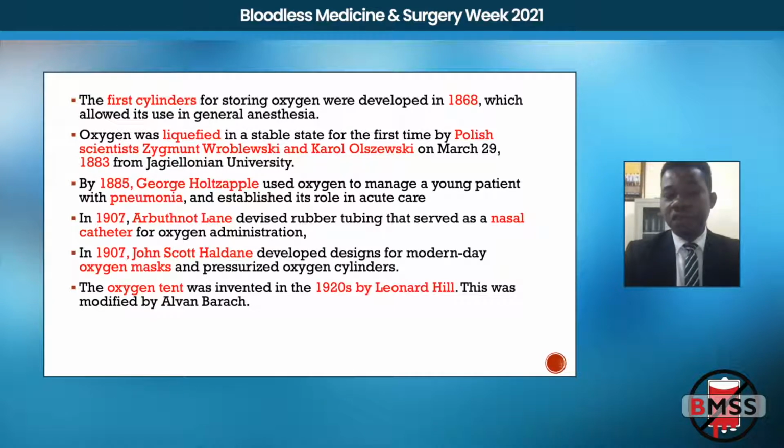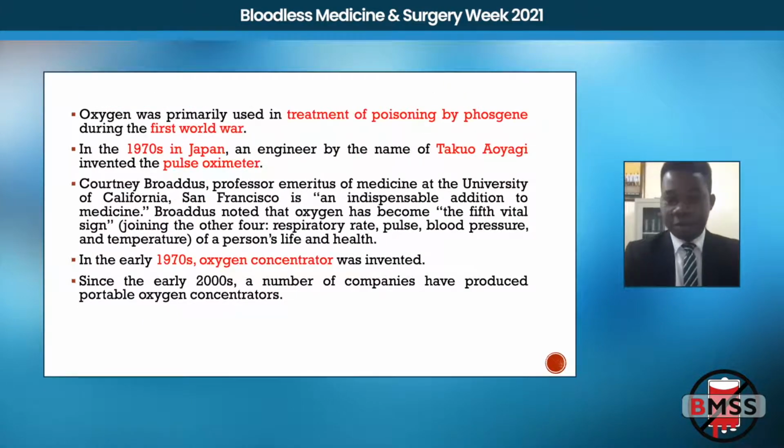By 1885, George used oxygen to treat pneumonia, giving rise to the use of oxygen in acute care medicine. By 1907, the nasal catheter was discovered, and this aided the administration of oxygen. Still in 1907, John Scott Haldane invented the oxygen mask. The oxygen tent came on board in 1920. All these aspects have helped in oxygen therapy.